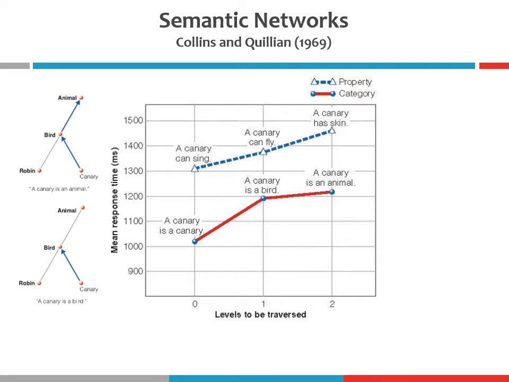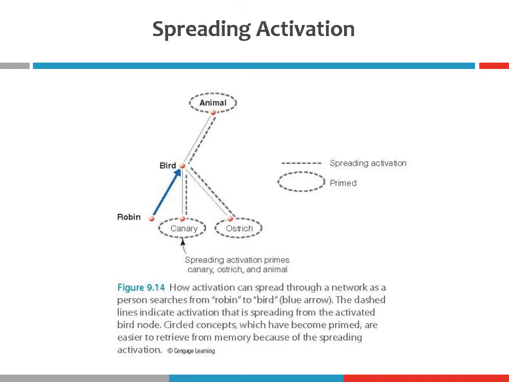So according to this theory of categorization, you're traveling in real time through a semantic network that has a hierarchical structure, and each level of categorization has specific properties associated with it, okay? You start at the most specific level and travel up to the more general levels. So obviously, the more nodes you have to travel through, the longer it's going to take you.